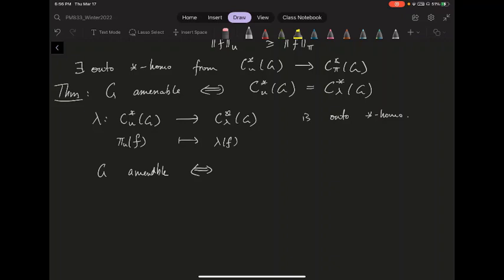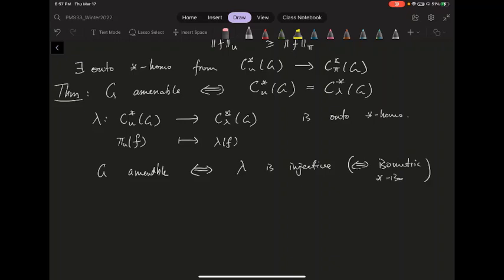Okay, so any injective onto star homomorphism has to be isometric. So basically, we can say G is amenable if and only if this lambda map from the full to the reduced one is injective. Okay, so they're really the same. Being injective is also equivalent to being an isometric star isomorphism of C star algebras.